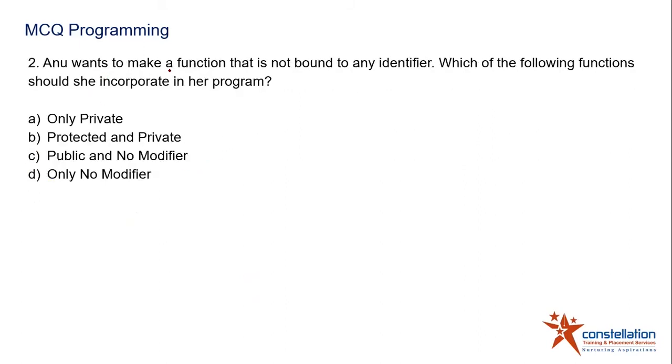So now Anu wants to make a function that is not bound to any identifier. Which of the following functions should she incorporate in her program? The correct answer is public and no modifier, because it is not bound to any modifier. If you include private or protected, you are binding it to a specifier or identifier. But here it is clearly given not bound to, so you will go with the C option. Very straightforward question, not much more to discuss over here.